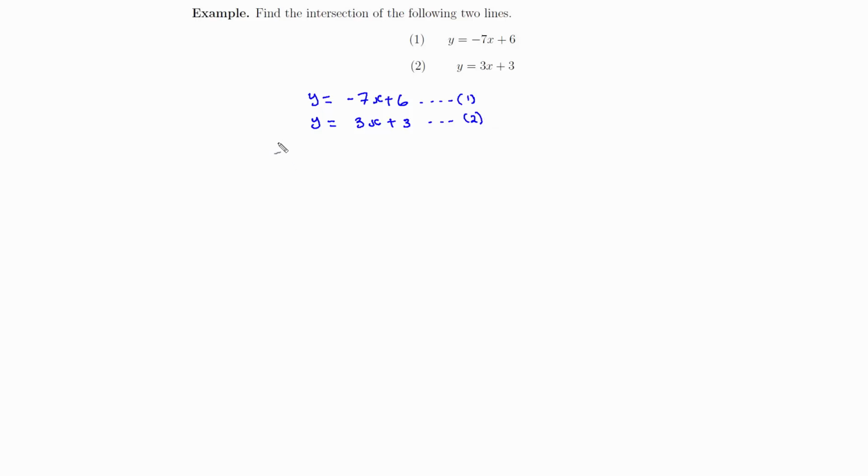So we have here equation 1 minus equation 2, and that gives us 0 = -10x + 3. Next, we solve for x in this equation to find that x is equal to 3/10.